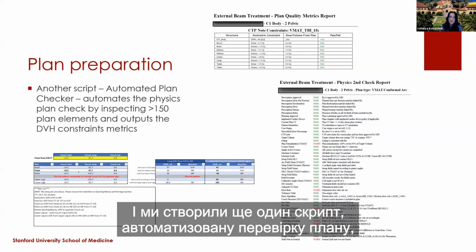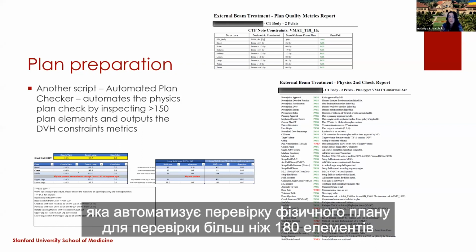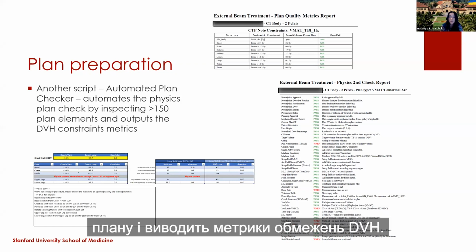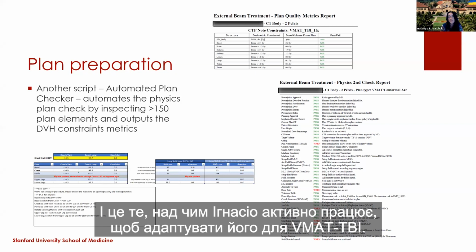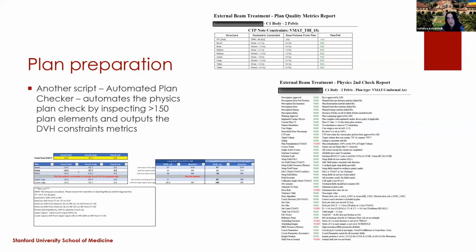And we created another script, automated plan checker, that automates physics plan checks for inspecting more than 180 plan elements and outputs the DVH constraint metrics. And it's something that Ignacio is actively working on to adapt for VMAT TBI.